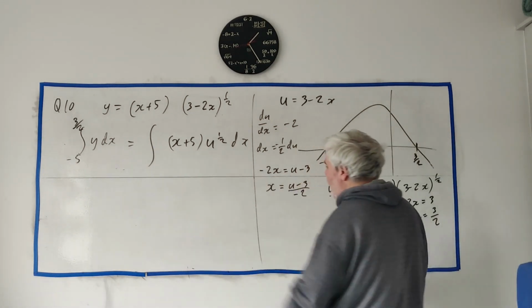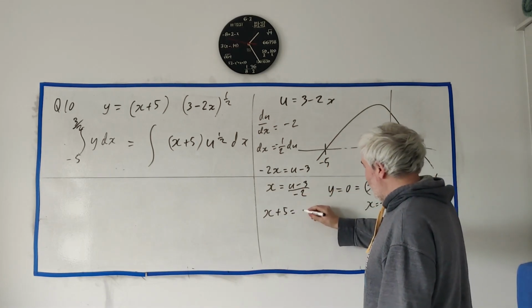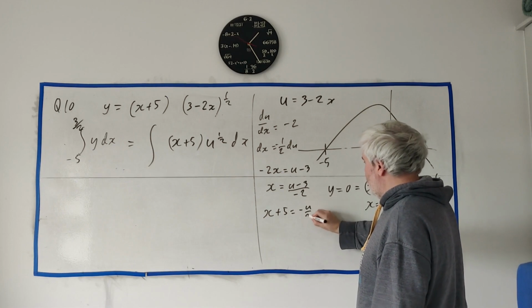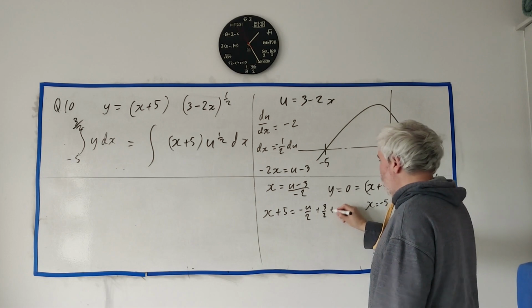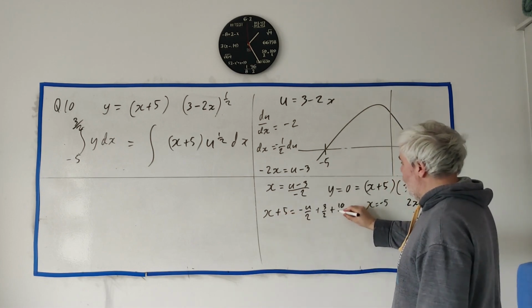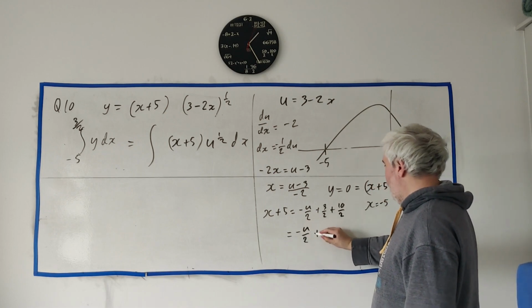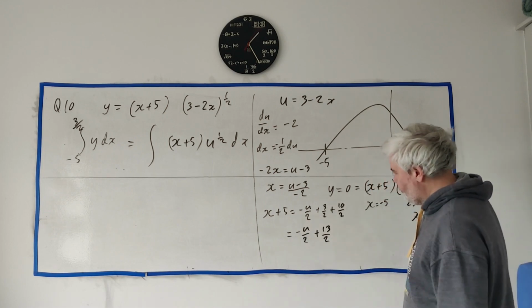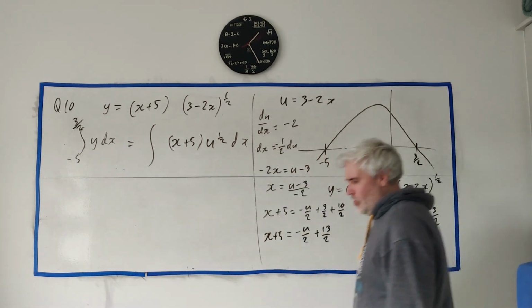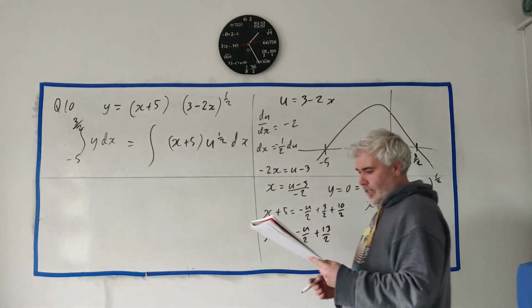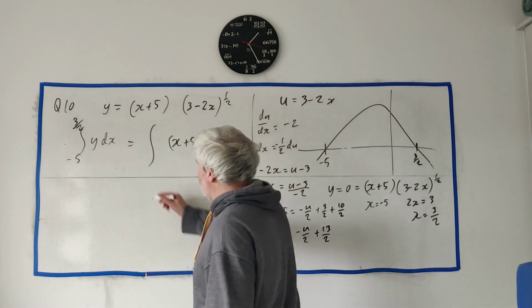So we want x plus 5, so x plus 5 must equal minus u over 2 plus 3 over 2 plus 5, which is 10 over 2. So this is equal to minus u over 2 plus 13 over 2. That's what x plus 5 is. So I can substitute that. Let me just check my notes actually, sorry. I remember it wasn't that neat, but it's fairly messy looking. Yeah, that's correct. So let's substitute all of this in.